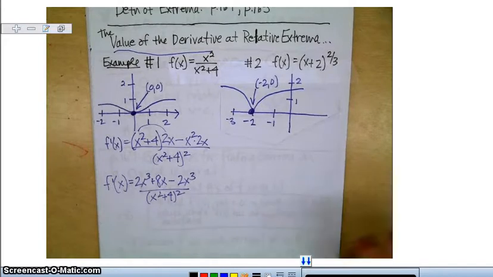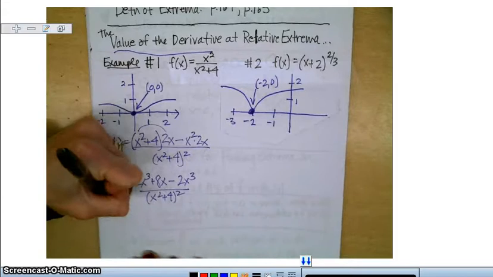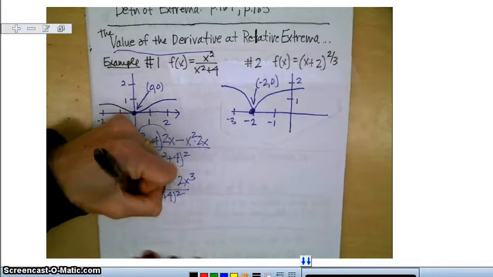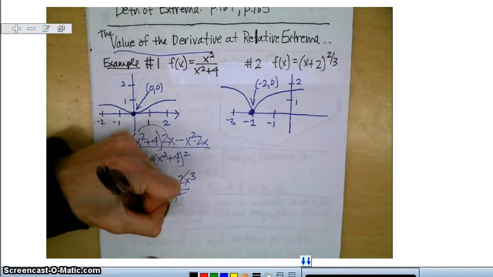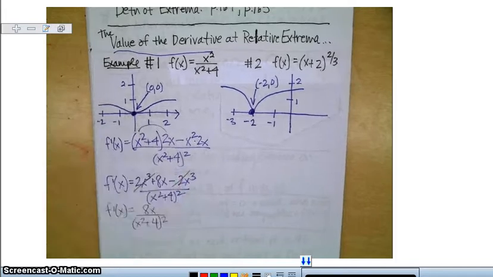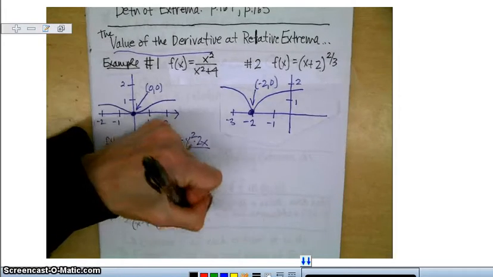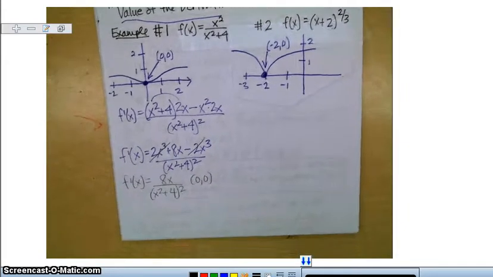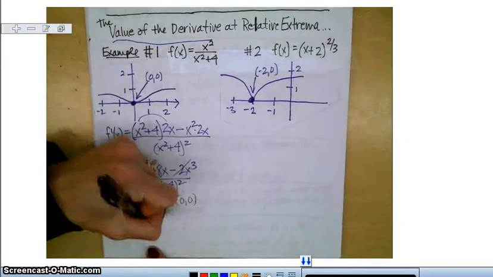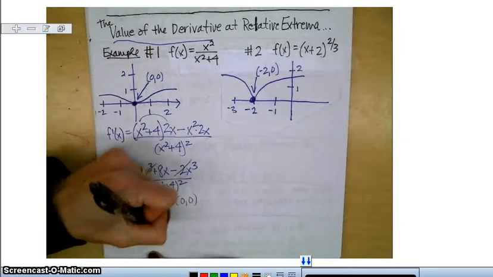I can combine a couple of like terms on the top, and if I do that, my f prime of x is 8x over (x squared plus 4) squared, because the 2x cubed and negative 2x cubed cancel. So now my point is at (0, 0), so if I plug in the x value, 0, I get 0 over 16, which is 0.